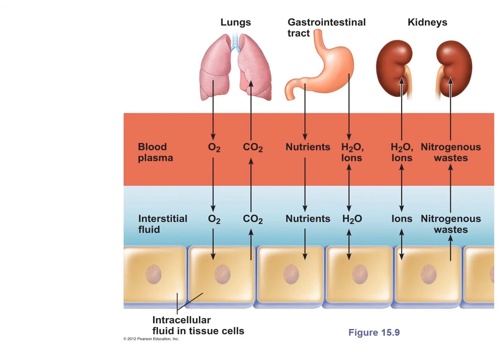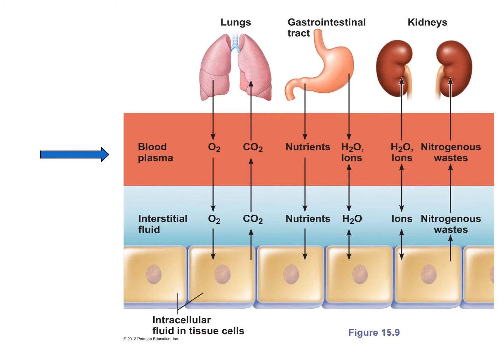Recall that the plasma transports substances throughout the body and therefore is the link between the internal and external environment. Exchanges occur almost continuously, for example, between the plasma and the lungs, the plasma and the GI tract, and the plasma and the kidneys.